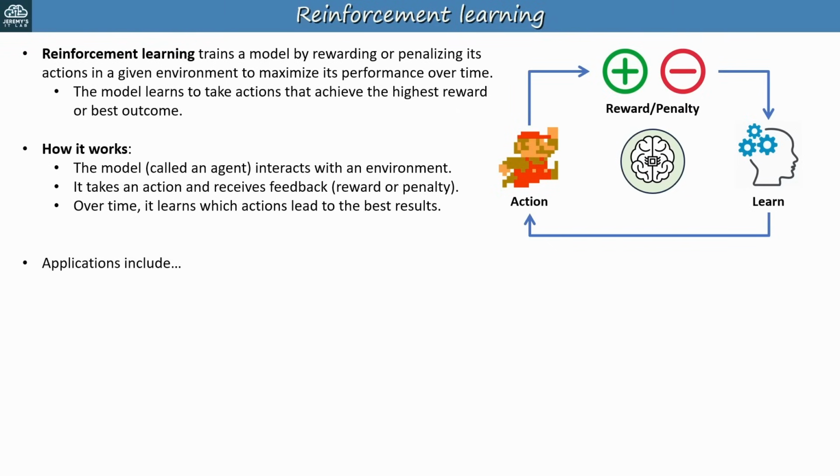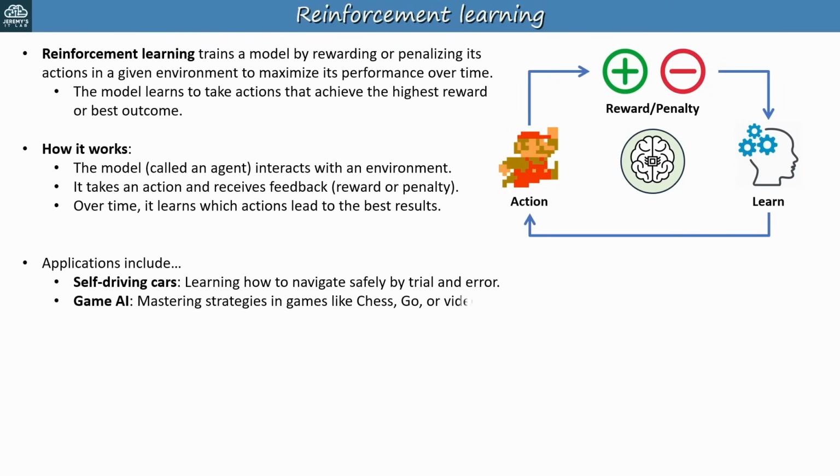Let's consider some examples of reinforcement learning in action. In self-driving cars, the agent learns how to navigate safely by trial and error, earning rewards for avoiding obstacles or staying in the lane. In game AI, reinforcement learning is used to master strategies in games like chess, Go, or video games, where the agent learns by playing and improving over time. And in robotics, agents can be trained to perform complex tasks like walking, picking up objects, or assembling items through reinforcement.